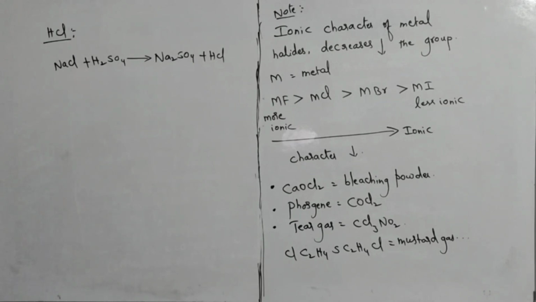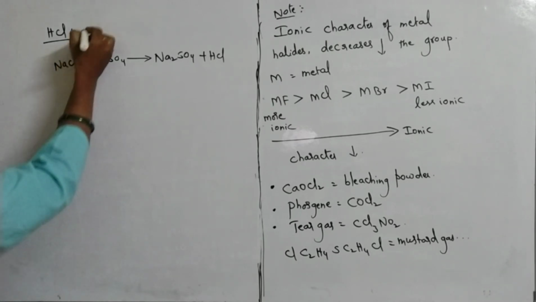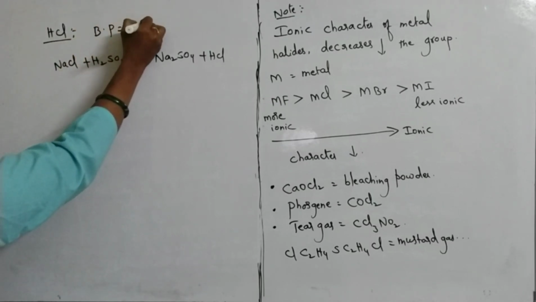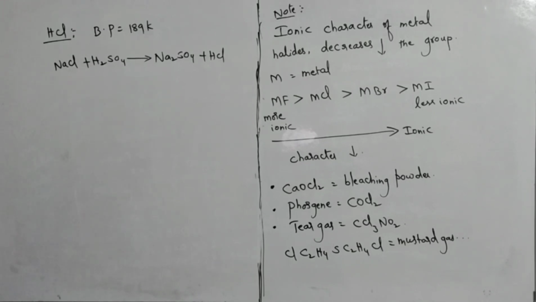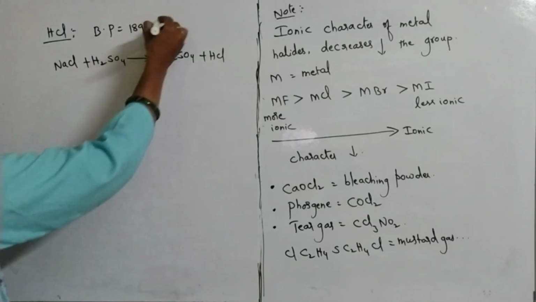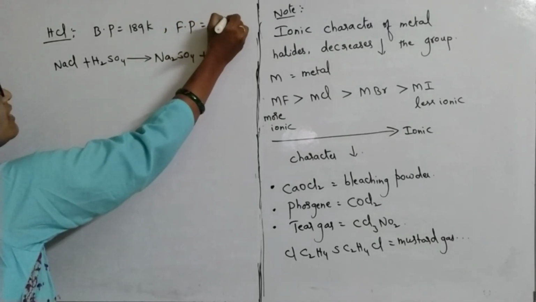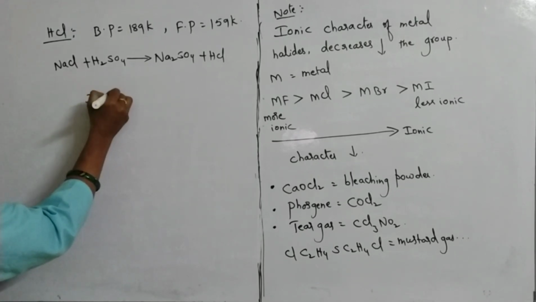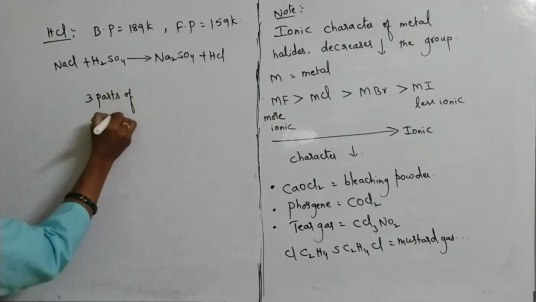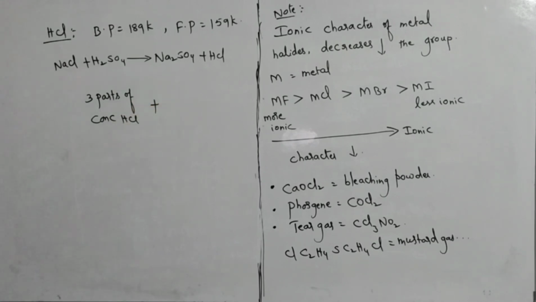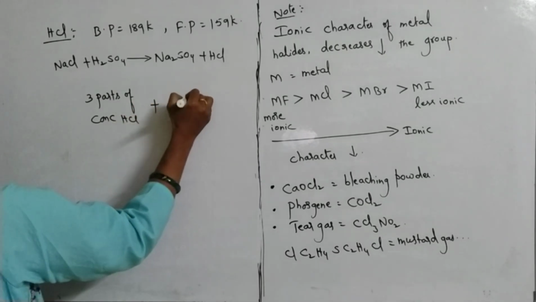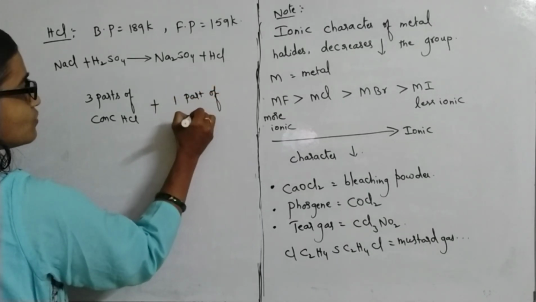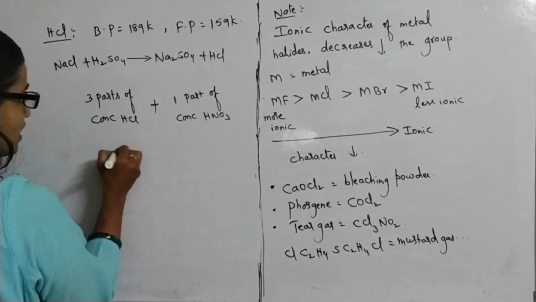If you go for the boiling point, it is 189 Kelvin, and the freezing point is 159 Kelvin. Like that, you have certain properties. And in this you will find mixing of 3 parts of concentrated HCl and 1 part of concentrated HNO3. This mixture is called aqua regia.